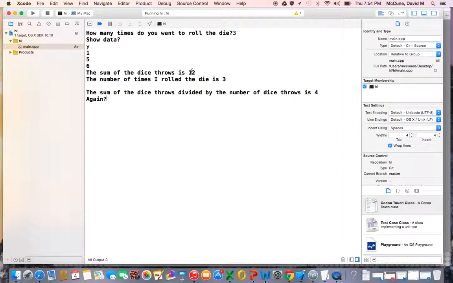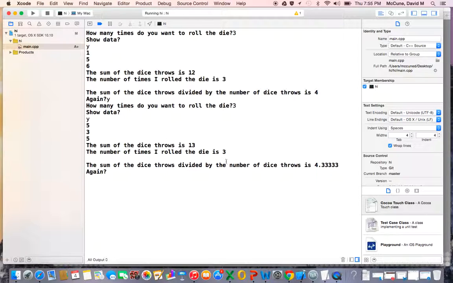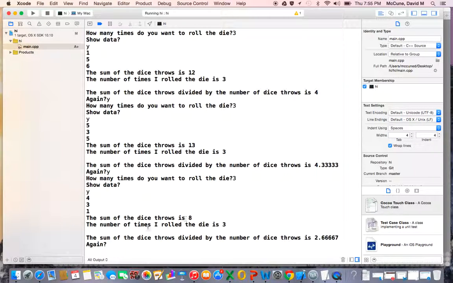So the sum of those dice was 12, right? 1 plus 5 plus 6 is 12. The number of times you rolled the die was 3. Therefore, the average dice roll is 4. You just average these die rolls together, right? So you see how this works? The average roll of these 3 dice was a 4. Okay, so let's do this again. Let's roll 3 dice again. Okay, this time the average was 4.3333. Let's do it again. This time the average was a 2.6667.